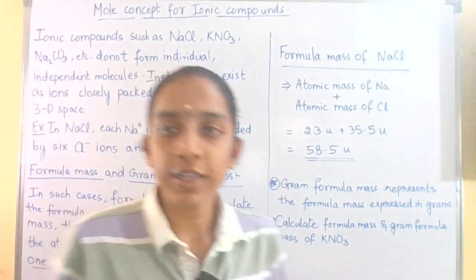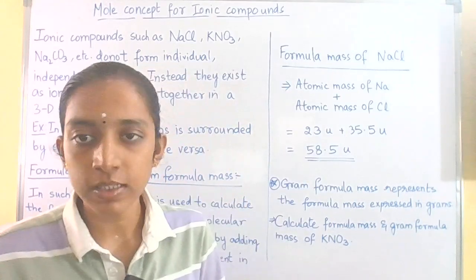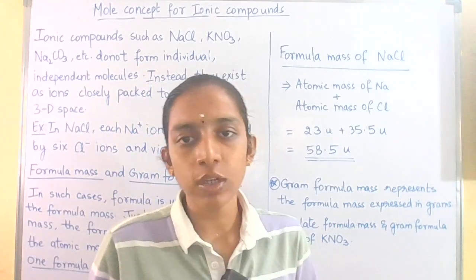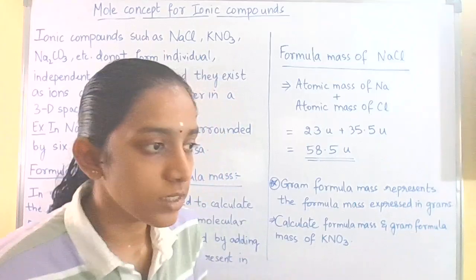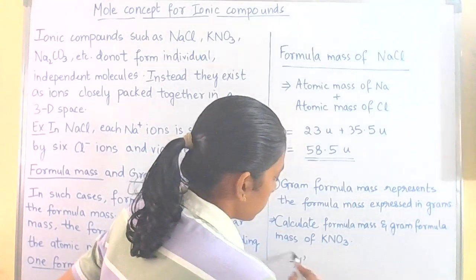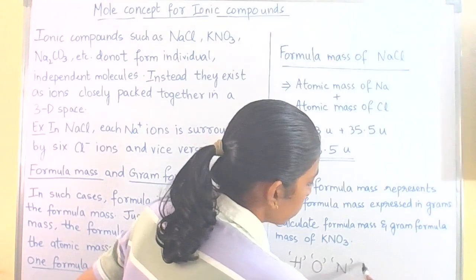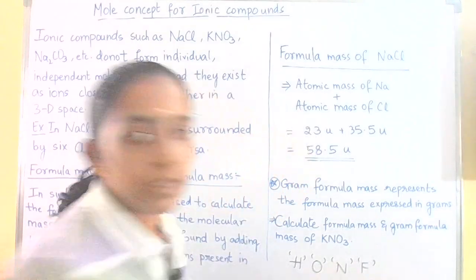Today we'll be reading about the mole concept for ionic compounds. We have seen atoms, we have seen molecules. Then what are these ionic compounds? Atoms are single atoms of hydrogen. It is considered as atom, oxygen, nitrogen, fluorine. These all come under atoms.